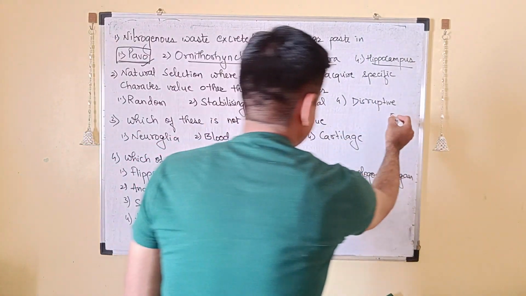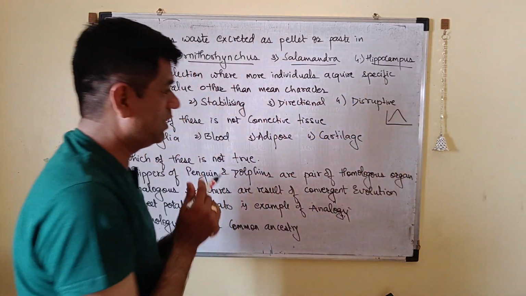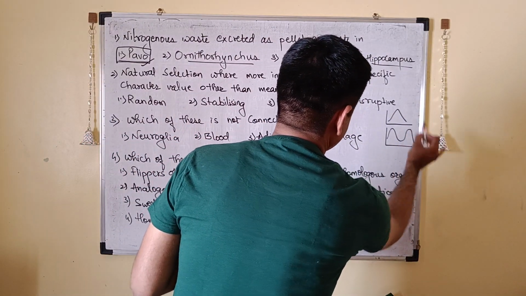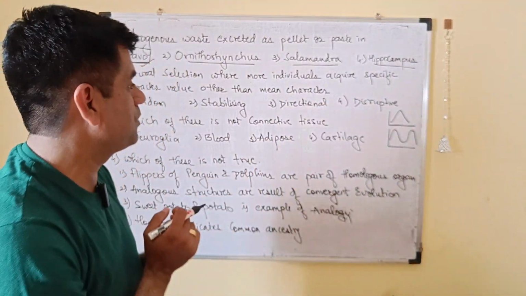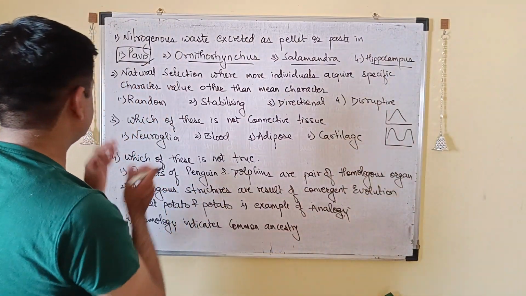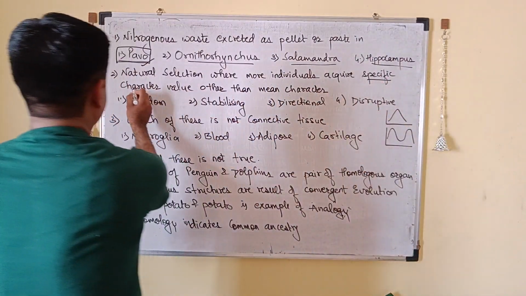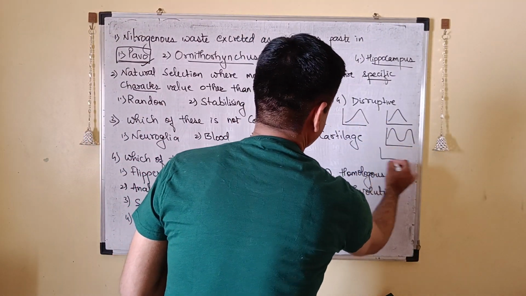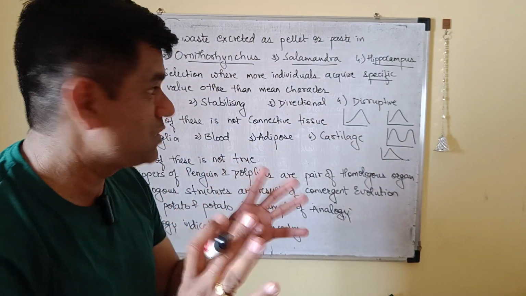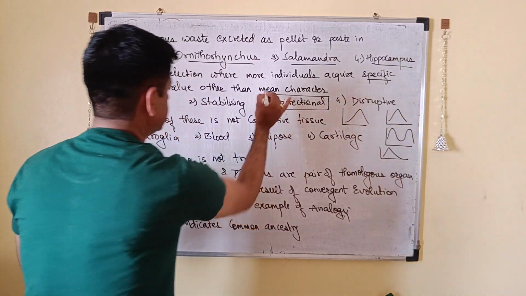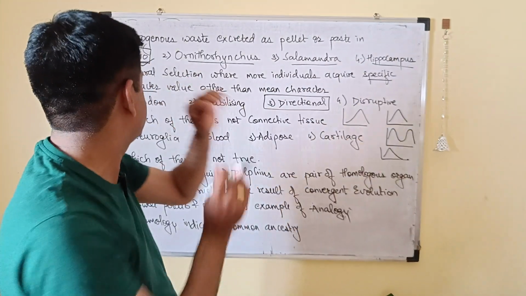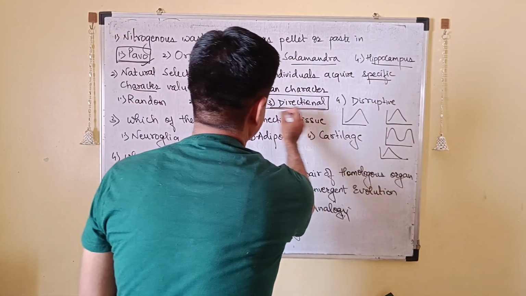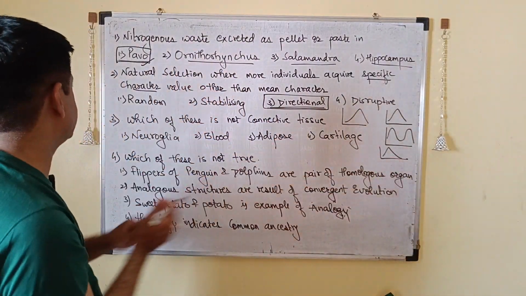Anyways, natural selection, where more individuals acquire a specific character value than the mean character. You know those three graphs we had seen: where the central mean character is increased, that is called stabilizing selection; where both extreme characters are being selected, that is called disruptive selection. This is not random because it is going in a specific direction, either towards this side or this side. Any one being selected, so I think it is directional. So when any one character value is being acquired, it is directional selection, or a directional change.